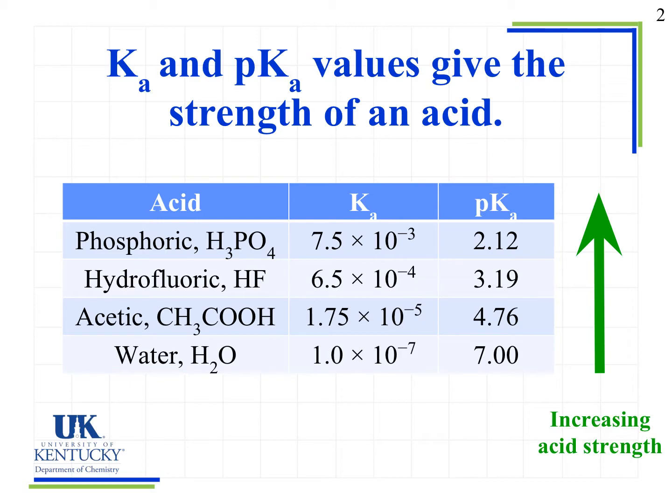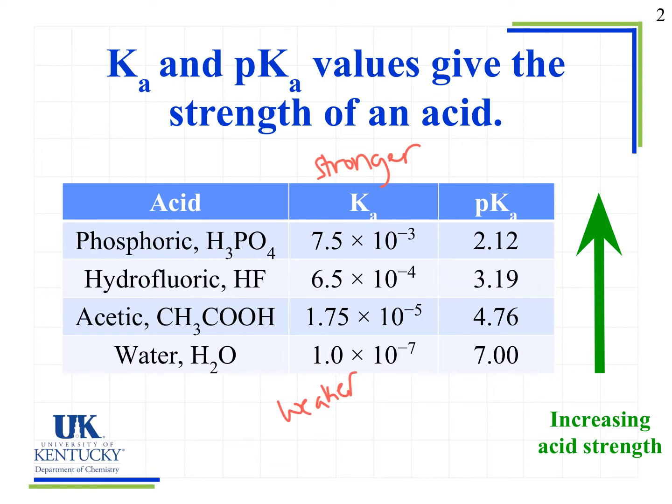And so what we see here is that our acid strength increases as our pKa value decreases, and as our K value decreases, it becomes a weaker acid. So what we see here is we have weaker acids at the bottom and we have stronger acids at the top. So having either the Ka or pKa values will allow us to compare the strengths of acids.